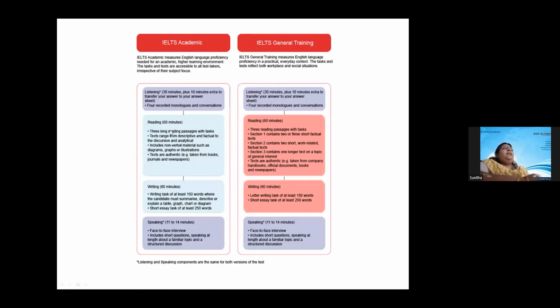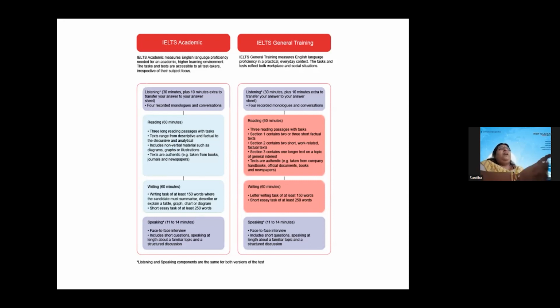In the reading, for academic, there will be 3 long passages with tasks, and texts range from descriptive and factual to discursive and analytical. It also includes non-verbal material such as diagrams, graphs, illustrations, etc.